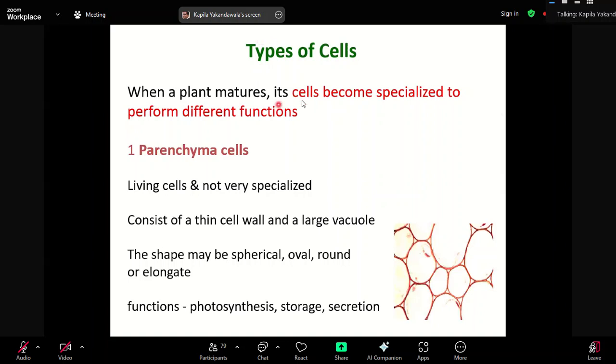Then similar cells together form tissues, and they might perform specific functions. Let's look at different types of tissues. Parenchyma, right? So, sorry, let's look at the cells, different types of cells, right? Once a cell is formed, it can specialize to perform various functions.